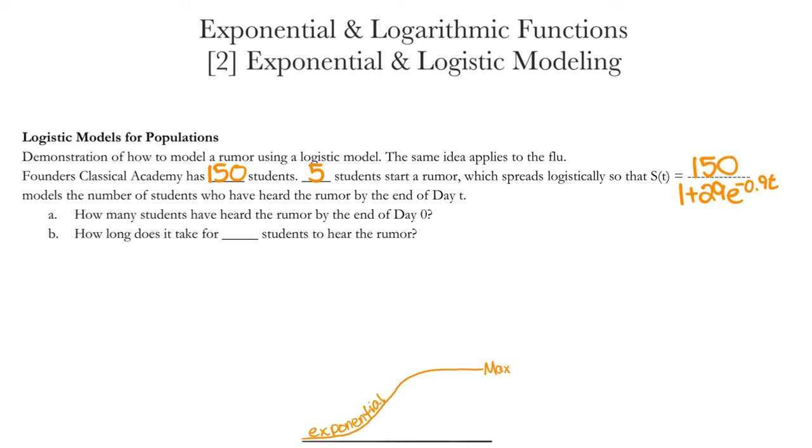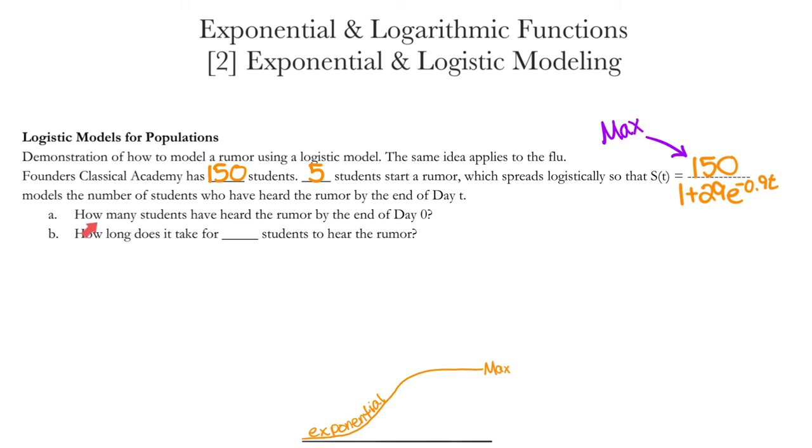The denominator of that function shows that there's exponential growth because of the e, and the numerator of that function shows that the population is limited. There's a maximum sustainable population of 150. In other words, the most students who can hear that rumor is 150.